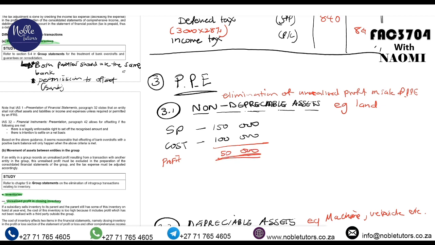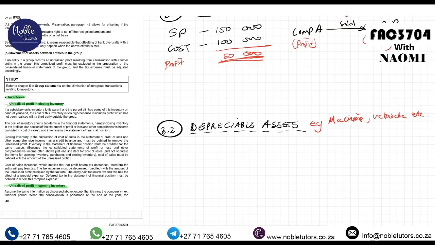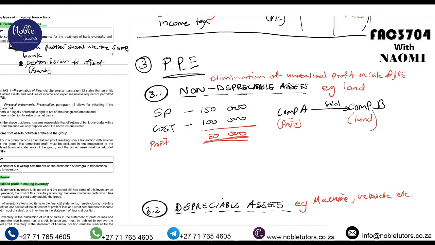Now, who's sold to who? Okay, so let's go to that. Who's sold to who? I've got company A and I've got company B. I'm just gonna say company A sold to company B. So therefore, company A makes a profit. Company B buys the land, but what am I eliminating? The profit. All right, and I'm gonna show this in a journal as well. Just like in the previous one, I'm gonna show this in a journal.